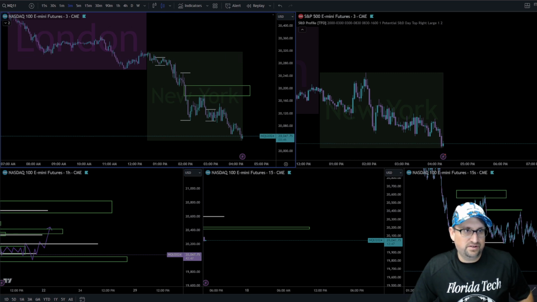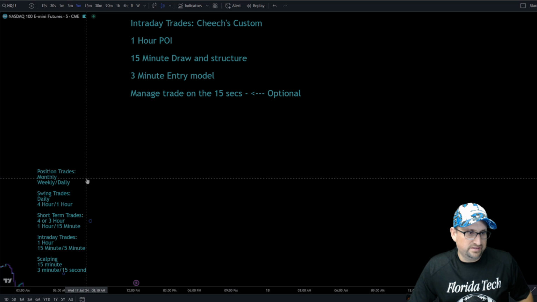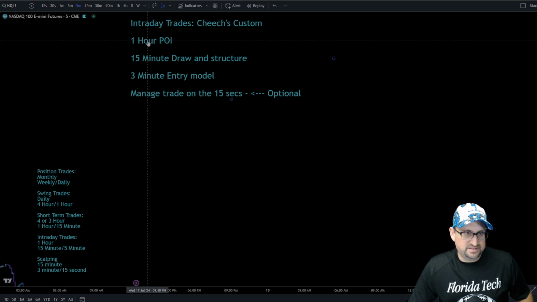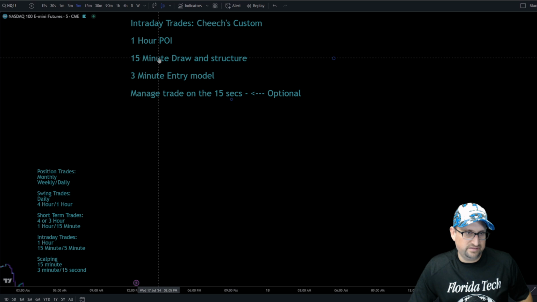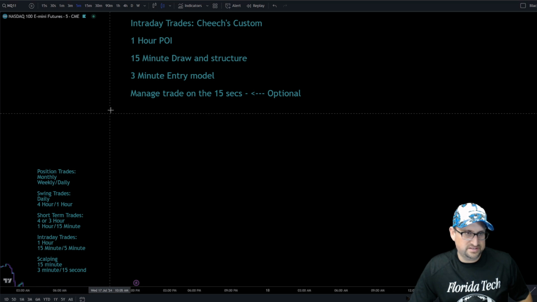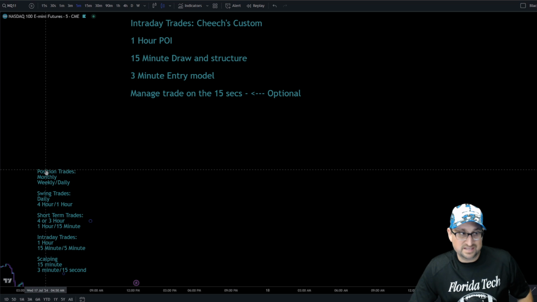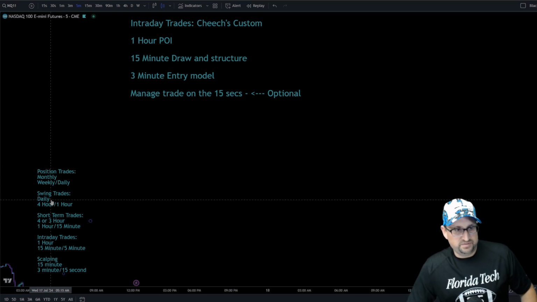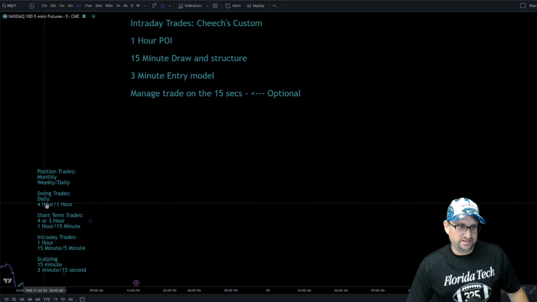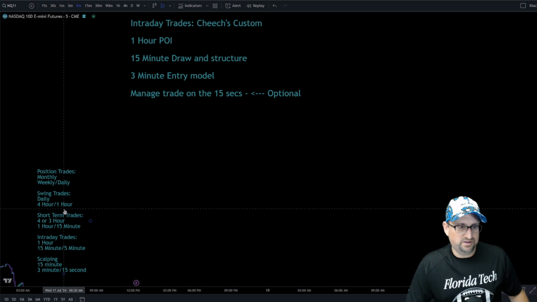The last thing I want to go over is these time frames down here. The same thing I did on the 1 hour, you would do on the monthly. The same thing I did on the 15-minute, you would do on the weekly. The same thing I did on the 3-minute, you do on the daily. Those are position trades. That's maybe something you'd hold for 6 months to a year, maybe even longer. Swing trades, short term. Time is fractal. You can use any time frames you want.